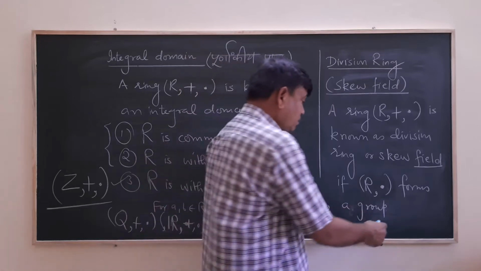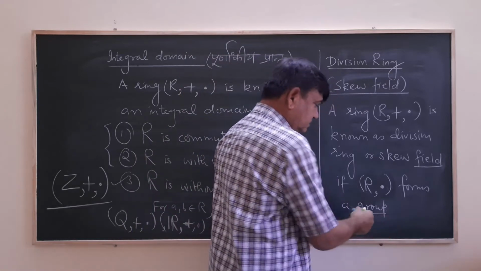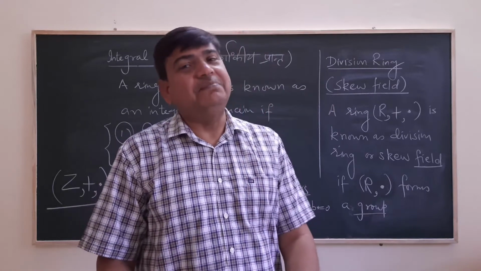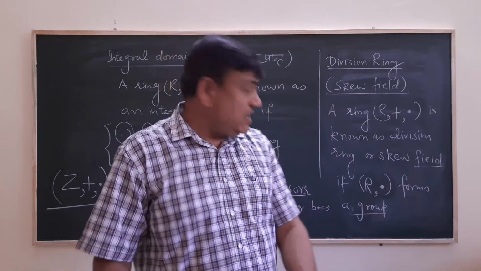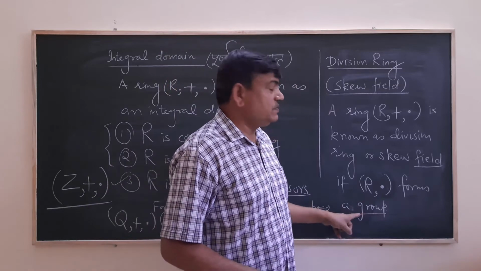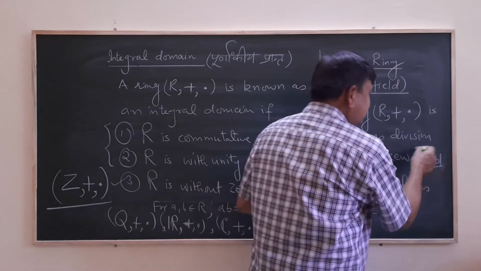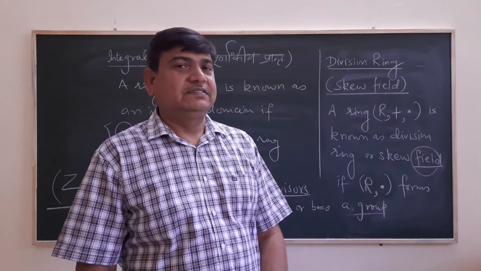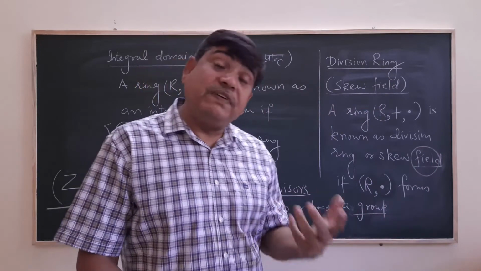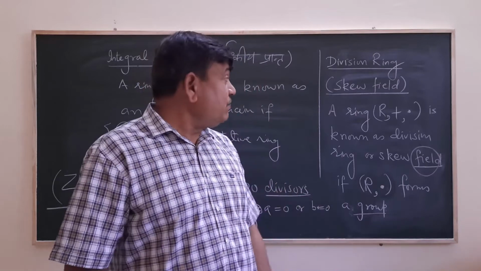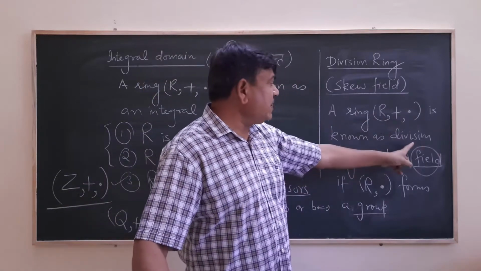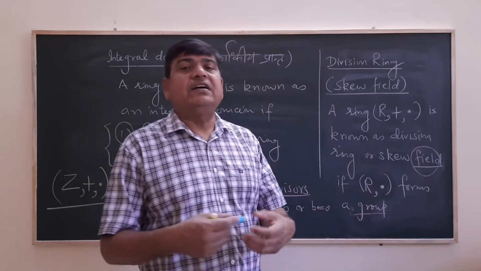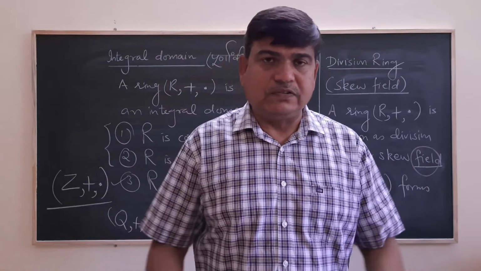रिमेंबर आई हैव रिटन ग्रुप, नॉट abelian ग्रुप। केवल एक ही प्रॉपर्टी तो मुझे लिखनी है, abelian की। If it is an abelian group, then it is a field. So what is a field? A ring is known as a field if this forms an abelian group. That's all.